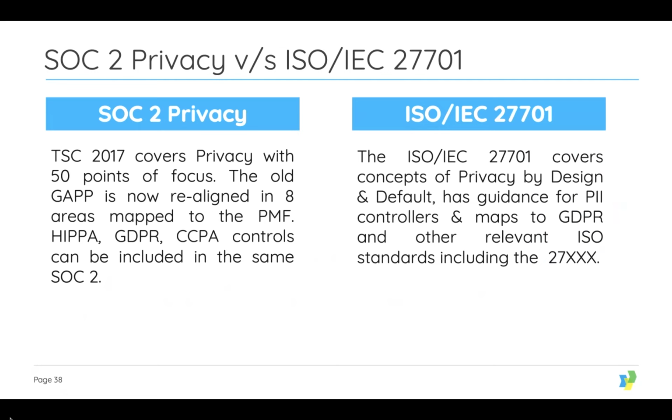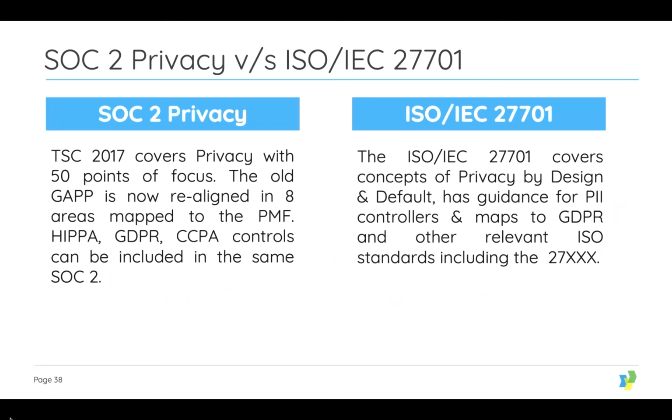Starting with SOC 2, SOC 2 has the 50 points of focus. ISO talks of control objectives, and the trust services criteria talks about points of focus and not control objectives, which are maybe equivalent in some aspects. So here we are talking of 50 points of focus, which is aligned to the GDPR, CCPA, and other requirements. Earlier, it was aligned to the old GAPP, generally accepted privacy principles, which have been adopted by several privacy laws and have been in use since the year 2008. We all know them as generally accepted privacy principles, but now it is obsolete.